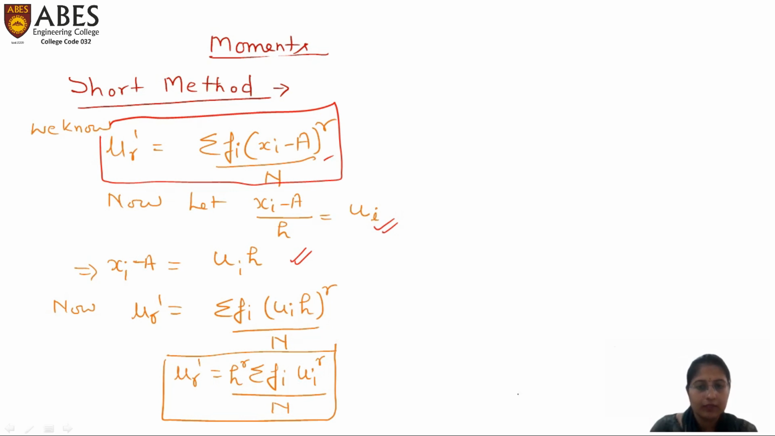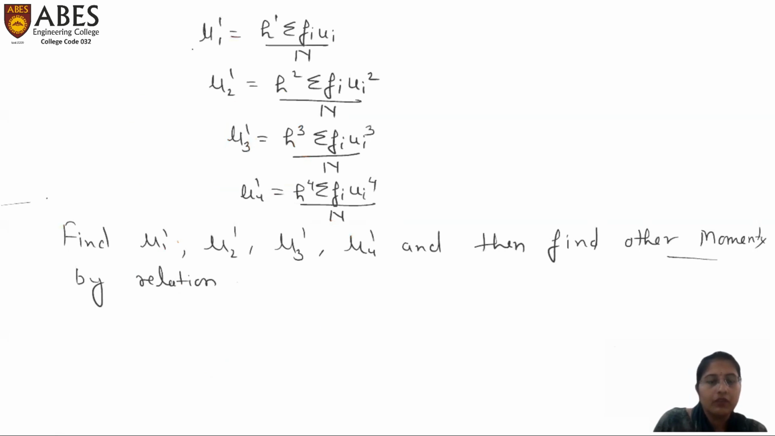Now the first moment about the arbitrary constant becomes h power 1 summation fi ui upon capital N. The second moment about the arbitrary number becomes h square summation fi ui square upon capital N. Similarly, the third and fourth moments become this. Now find mu1 dash, mu2 dash, mu3 dash, mu4 dash and then find the other moments by the relations.